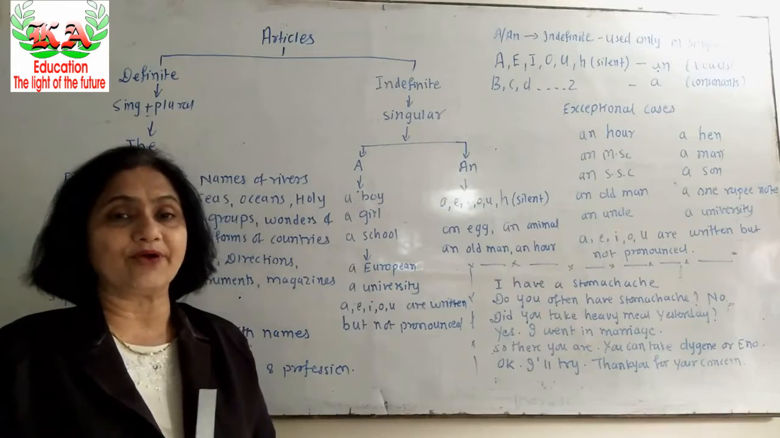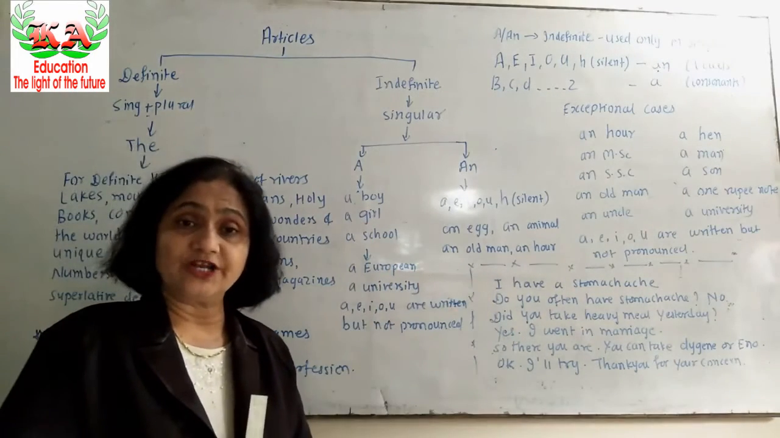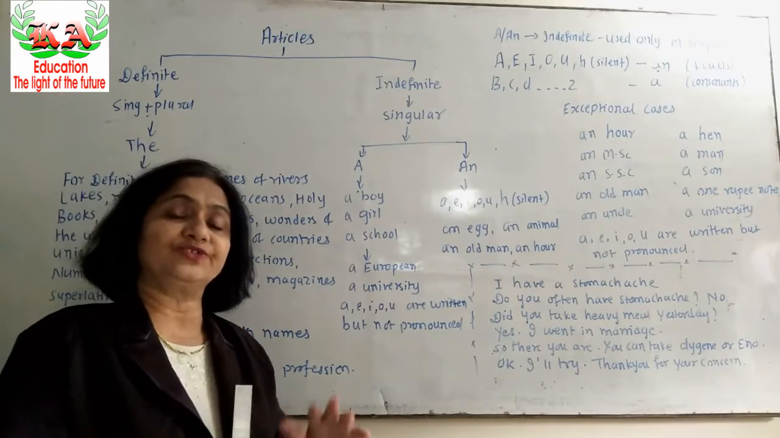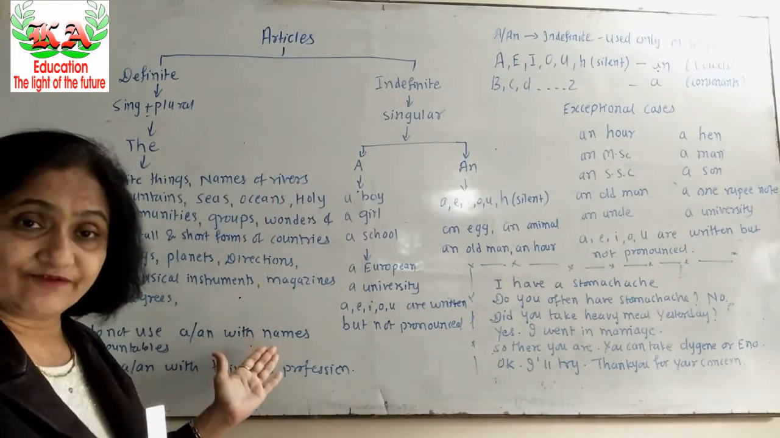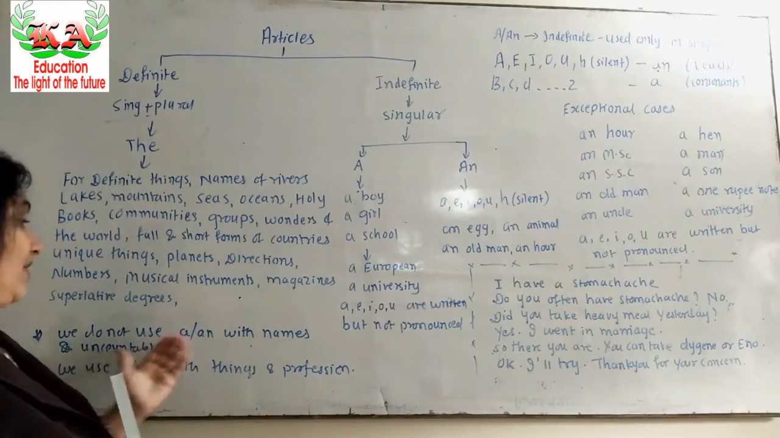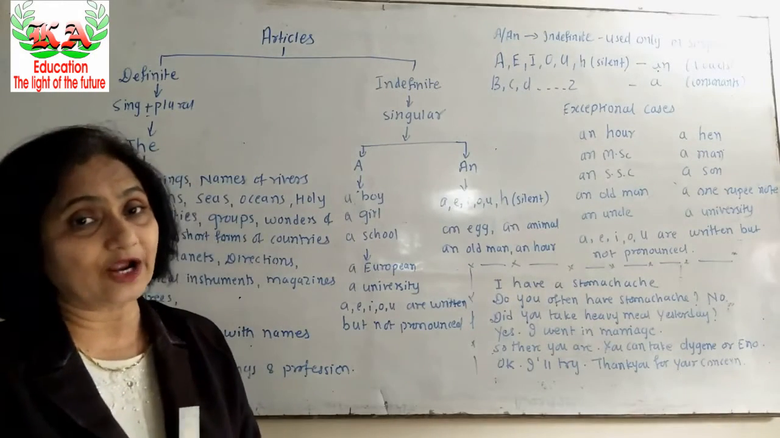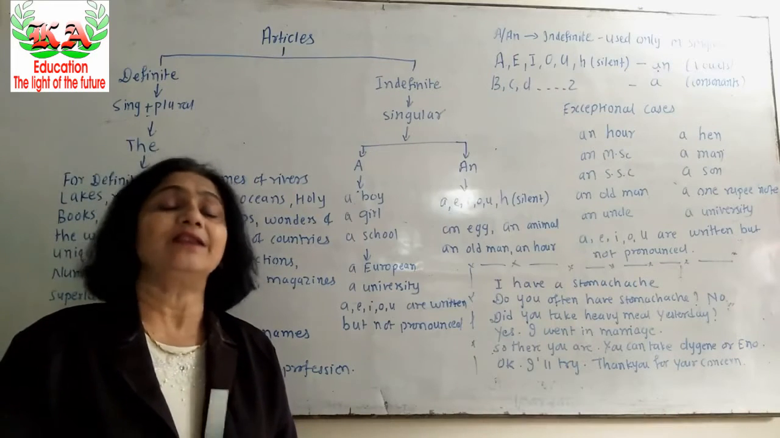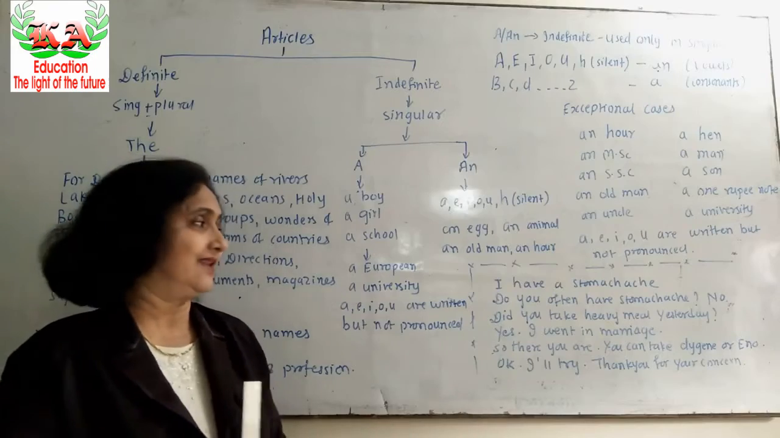So we have to remember here that it depends on the pronunciation where to write a and an. The is used in singular as well as plural. In singular, these are the things where we have to use. Here we have to again remember we do not use a and an with names and uncountables, and we use a and an with things and professions. So that is all about a and an.